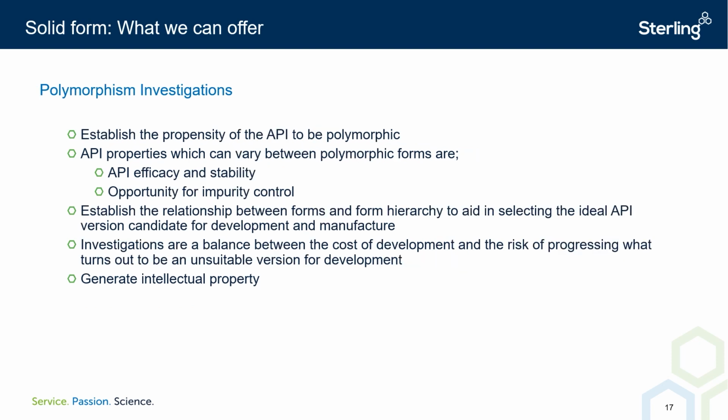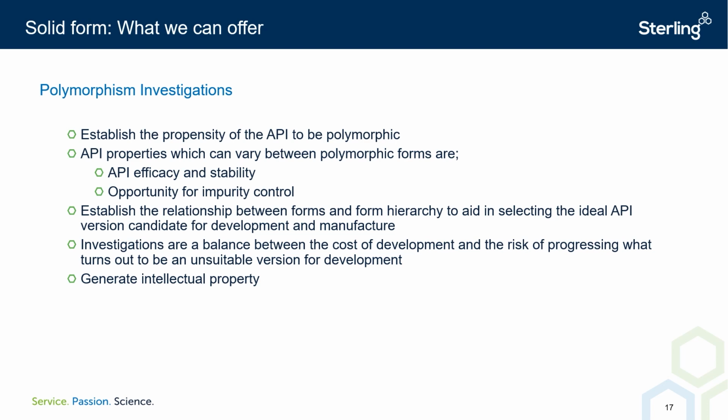Whether we are investigating an API salt version or the free API, it is necessary to perform polymorphism investigations to assess the propensity of an API to polymorphism and begin to understand the polymorph landscape, as it is also a regulatory requirement. As with the salt screen investigation, a number of key parameters can be modified and potentially improved by generating and isolating a specific polymorphic form or version of an API.